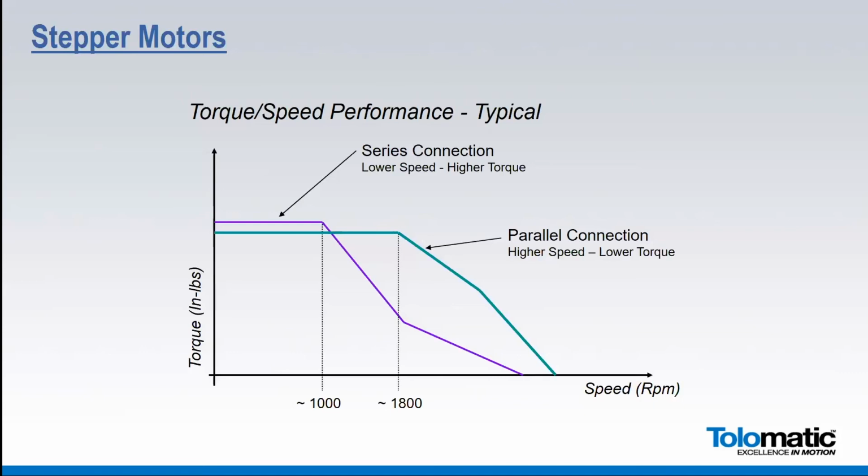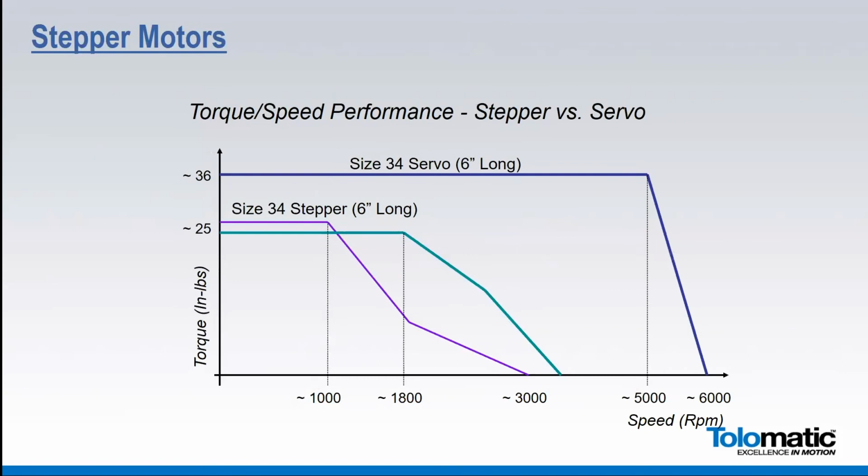So now that we're looking at the torque speed curve, the next question is, how does this compare to a servo motor? Here's the torque speed curve of a size 34 servo motor compared to a size 34 stepper. With a size 34 servo motor, you get much higher RPM, up to 5,000 RPM to the rated speed, and you get significantly higher torque. So pound for pound in the same package size, you'll generally get a lot more performance out of the same size servo motor.